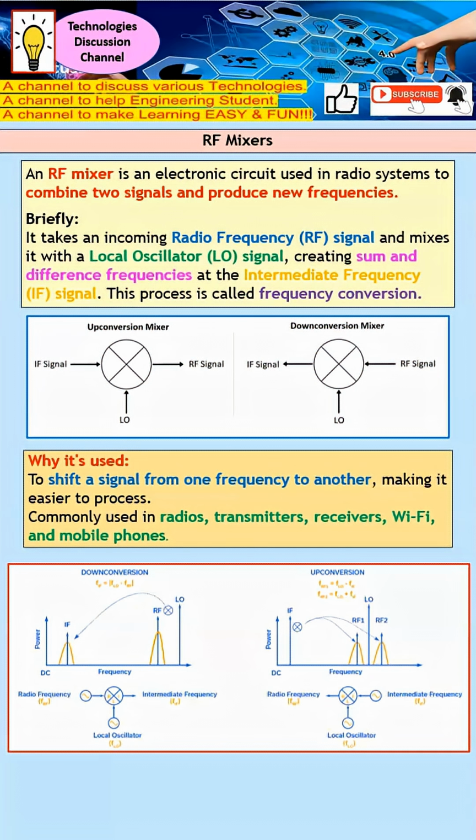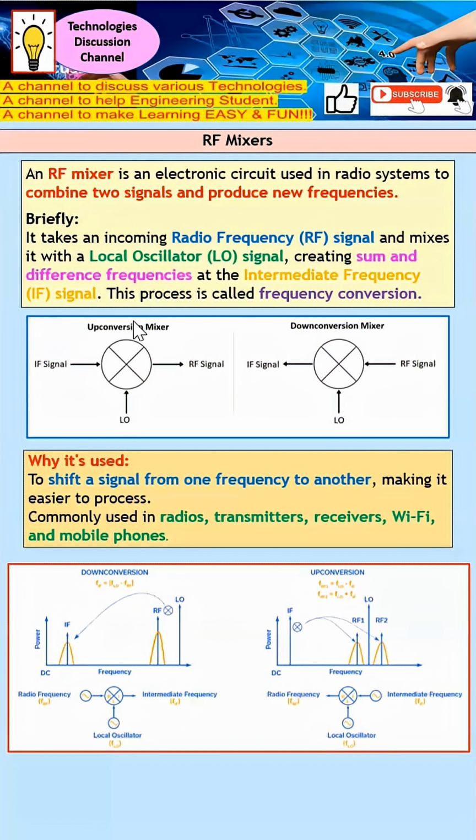How does this mixer actually work? It takes an incoming RF, radio frequency, signal. From here you can see that it takes an incoming RF signal and mixes it with the LO, and then they generate the sum and difference at the intermediate frequency. So basically, the output here will be the sum and the difference between these two signals. This process is called frequency conversion.